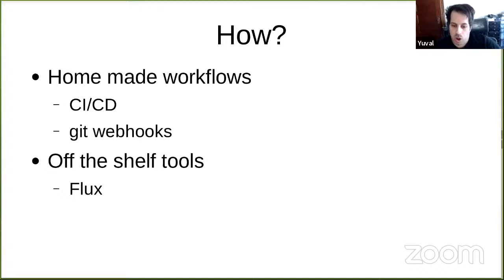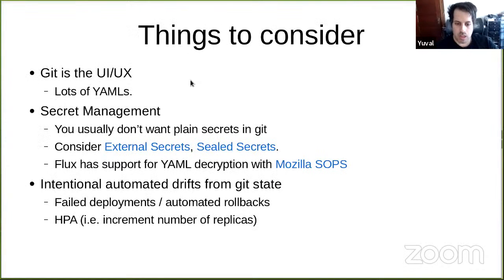If you don't want to do all that work yourself, there are off-the-shelf tools to do that for you. One of these tools, Flux, is something we're going to drill down into a bit more today in the demo. Flux is a purpose-built tool to help you do GitOps with Kubernetes and your Git repo.